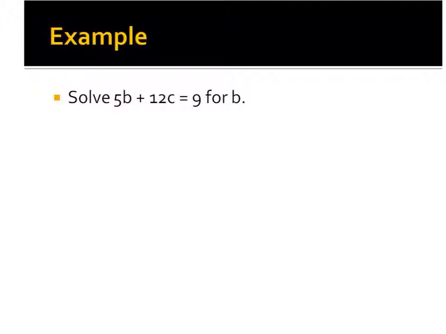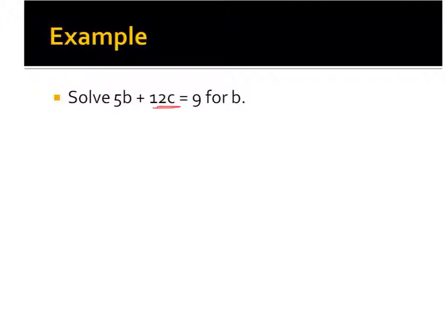So what does that mean? That means we're going to have multiple variables per equation, but you're only going to get one of them by itself. So it's called solving for a variable in terms of other variables. In this case we want to get b by itself, and so you're going to treat everything else as a number. So 12c is going to be some number.